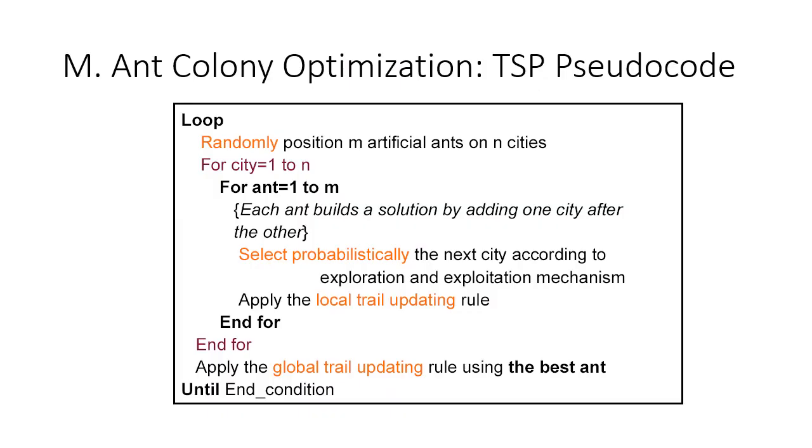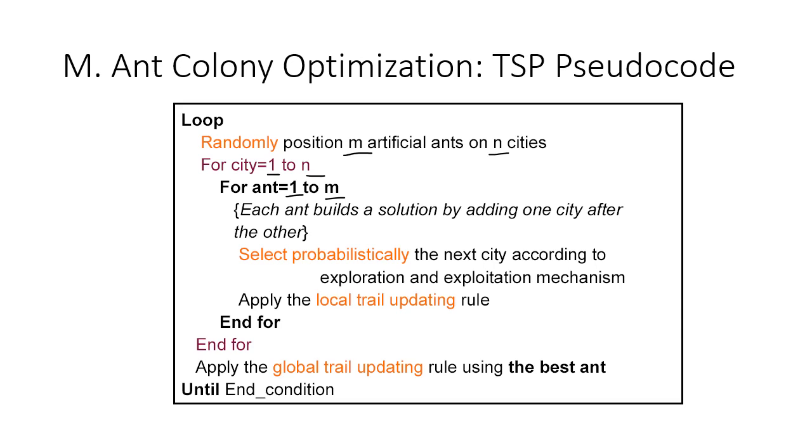And finally, this is the algorithm in the form of pseudocode. It is always a good idea to understand and memorize the flow of this pseudocode. So in a loop, randomly position m number of ants on n number of cities, and for city 1 to n and for ant 1 to m, each ant will build a solution by adding one city after the other, or visiting one city after the other.